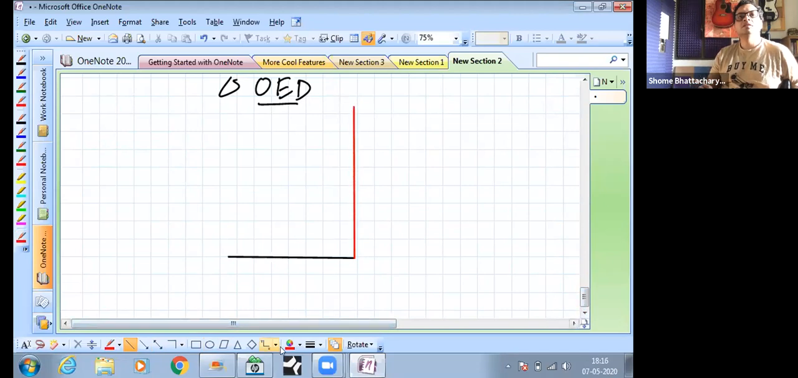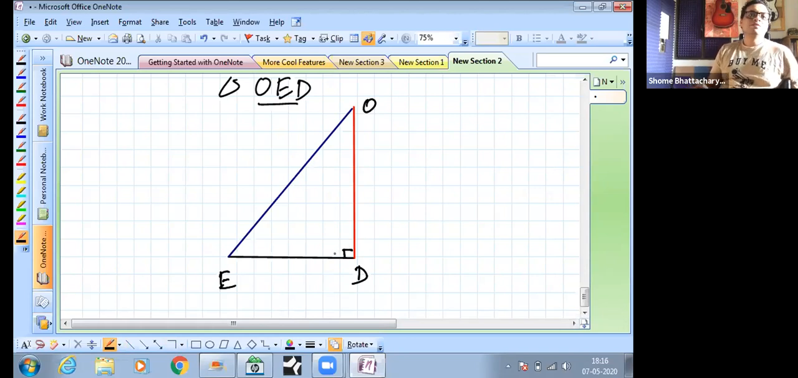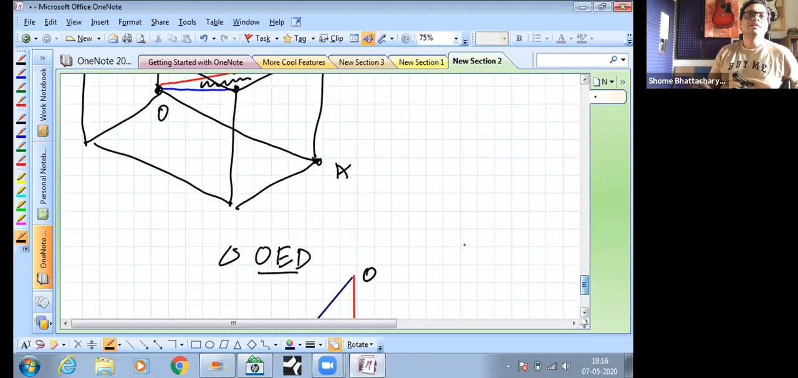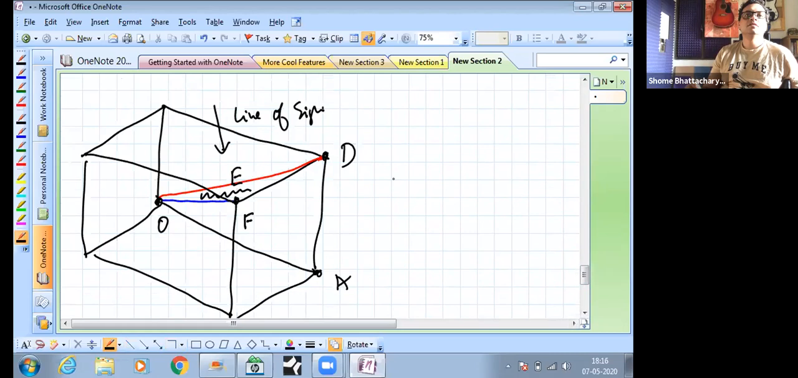OD will be like this. And in comparison, OE, which is the third side we are trying to find out, which is actually the vector E, that one will look like this. Now, can you understand why this angle is 90? To go back here in this diagram, can you understand why OD is perpendicular to DE? Okay, let's understand why this is happening.